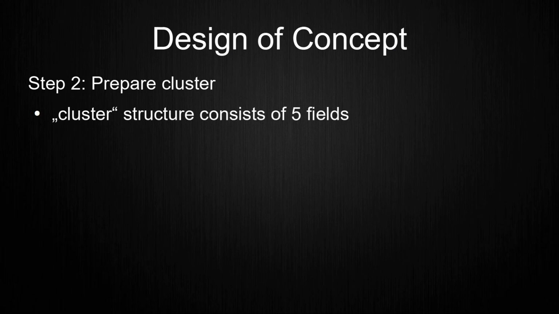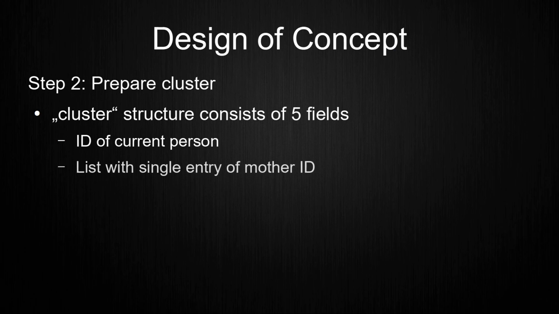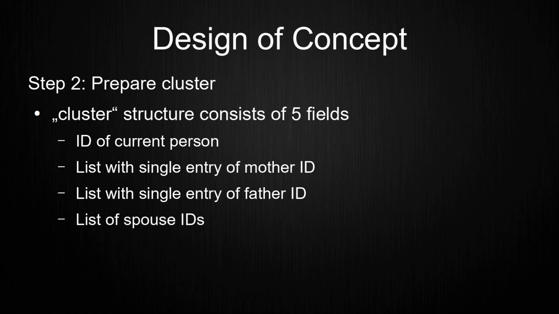This nested form is called cluster, and each entry is composed of 5 fields. The first field is the ID of the current person. The next field contains a list with a single entry for the biological mother. After that, a list with a single entry for the biological father is added. The next field is a list of all spouses. Finally, the last field is a list of all children.